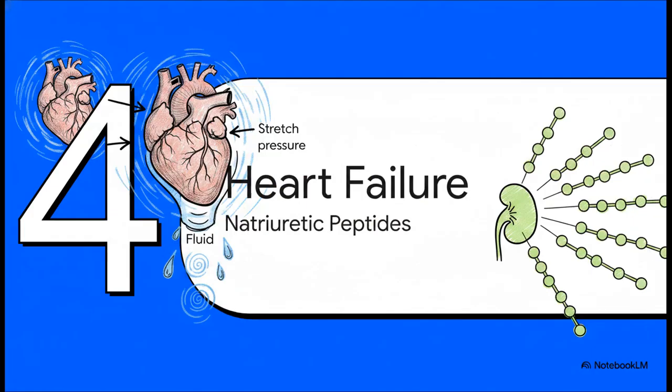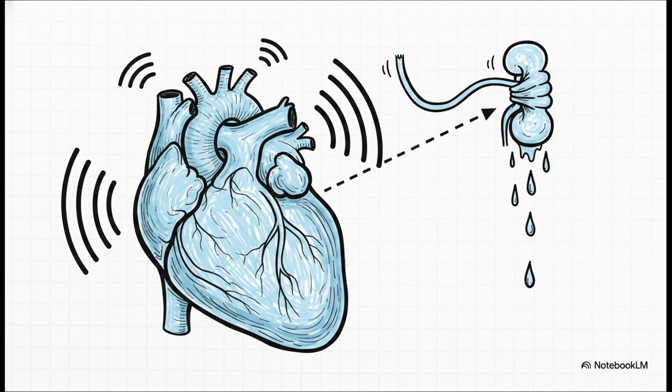All right, shifting gears now to Section 4, heart failure and natriuretic peptides. We're pivoting now from markers of tissue death to markers of stretch, fluid, and pressure. When a heart is failing, it struggles to pump. This causes blood volume to back up and literally stretch the walls of the heart. In response, the heart secretes a family of hormones called natriuretic peptides to protect itself.